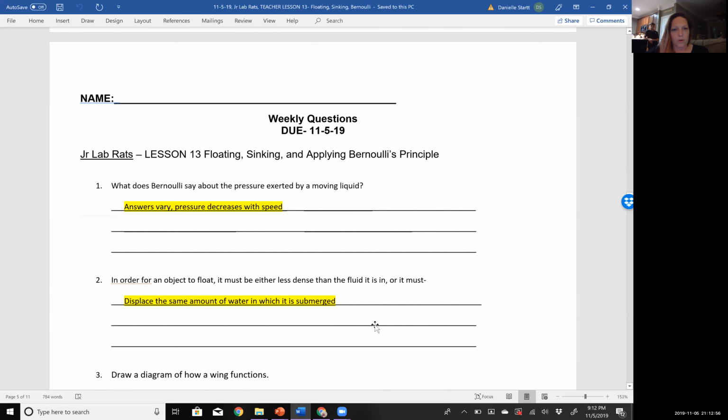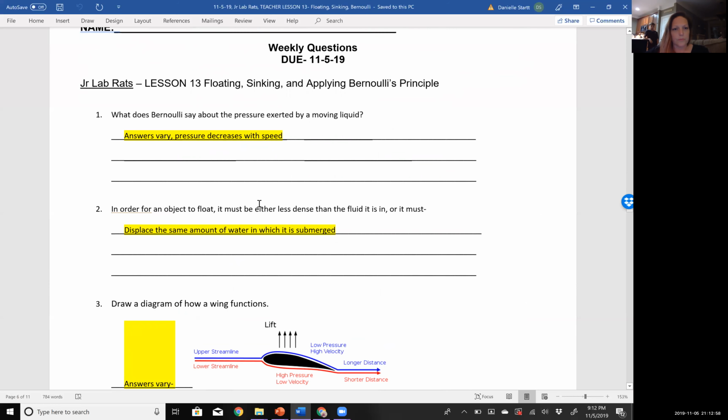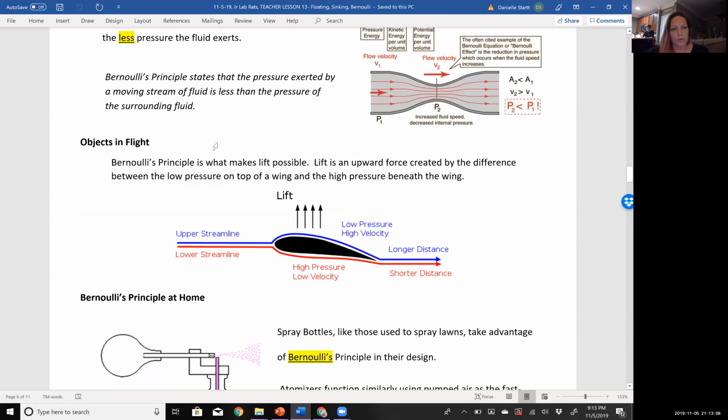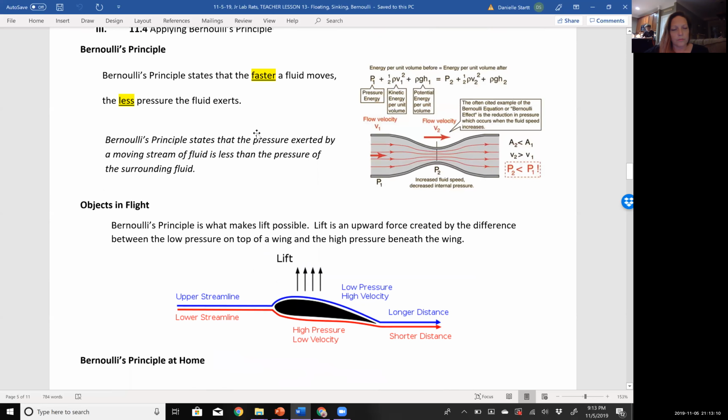Real quick, here were your homework questions and answers. What does Bernoulli say about the pressure exerted by a moving liquid? So everybody's answer may be a little different, but we need to go back to Bernoulli's principle right here, that the faster a fluid moves, the less pressure it exerts.